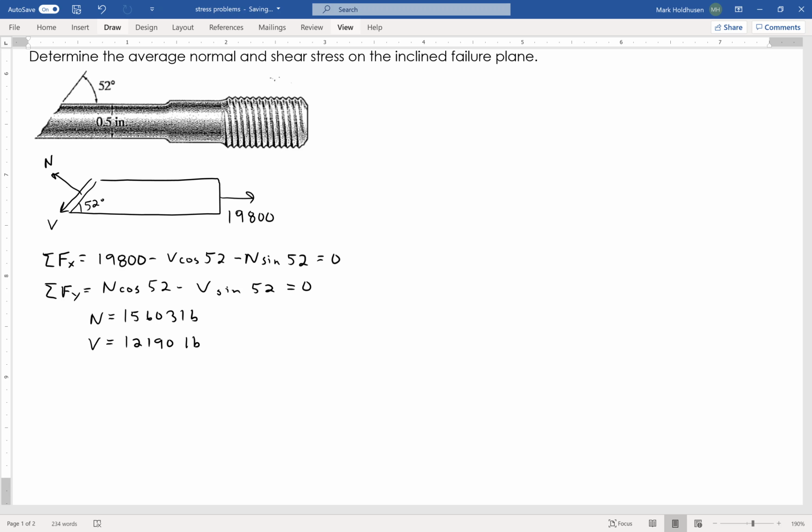Now that I have those shear and normal forces, I can go ahead and figure out the shear stress and normal stress just by dividing by the area. Now, the problem is when you have this at an angle, right? So let me just draw a quick triangle here. That's 52 like that, and I know this is 0.5. That's the diameter of the thing.